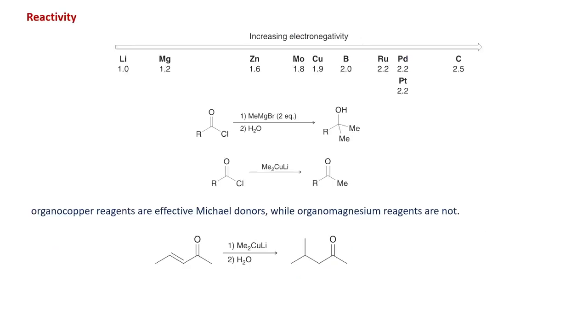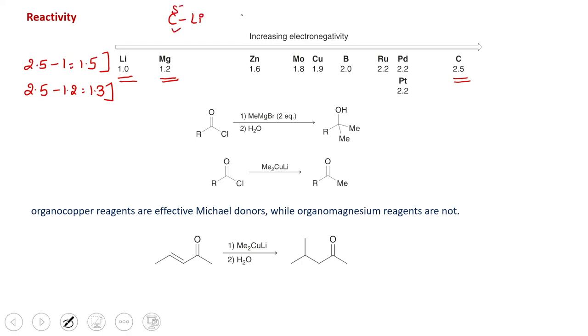So what decides the magnitude of negative charge on the carbon atom? Here electronegativity comes in. Lithium's electronegativity is 1 and carbon's is 2.5. 2.5 minus 1 gives a difference of 1.5. And 2.5 minus 1.2 for magnesium gives 1.3. This means that in carbon-lithium, the magnitude of negative charge on carbon is very high compared to carbon-magnesium.